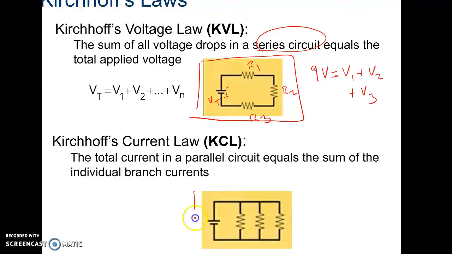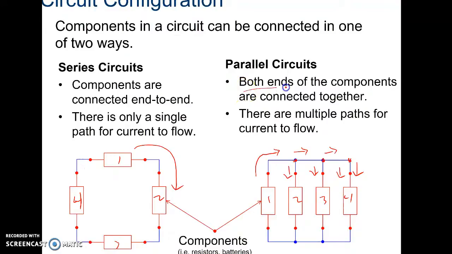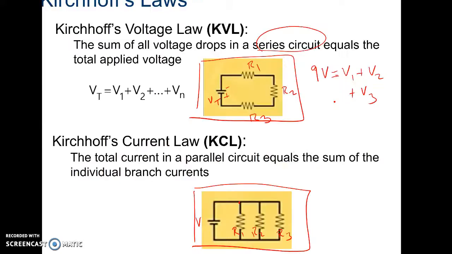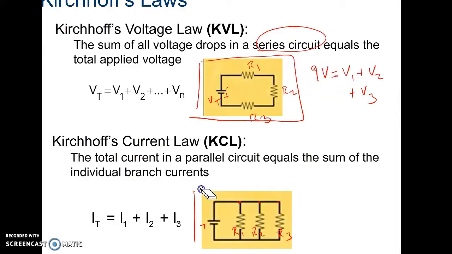When we look at parallel circuits, and this is an example of a parallel circuit, and remember, here's the battery, and then we have our resistor 1, resistor 2, resistor 3, and the components are connected at their ends, right? So for a parallel circuit, both ends of the components are connected together. So here we have our voltage connected to our resistor. Resistor 1 is connected to resistor 2, and resistor 2 is connected to resistor 3. Okay, so Kirchhoff's current law says that the total current in a parallel circuit equals the sum of the individual branches. All right, so let's take a look at what that means.